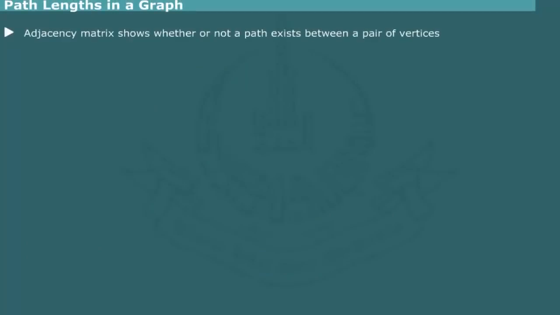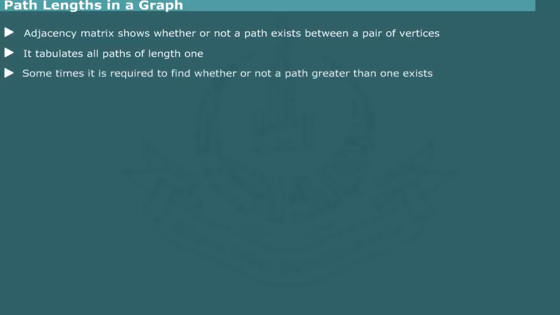Path length in a graph. The adjacency matrix shows whether or not a path exists between a pair of vertices. In other words, it tabulates all paths of length 1 in a graph. In some applications, we are interested to know whether there are paths of length greater than 1 between a pair of vertices.